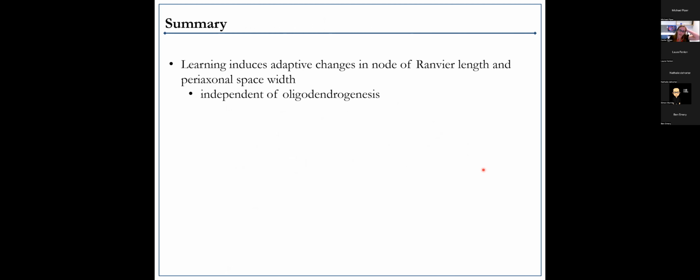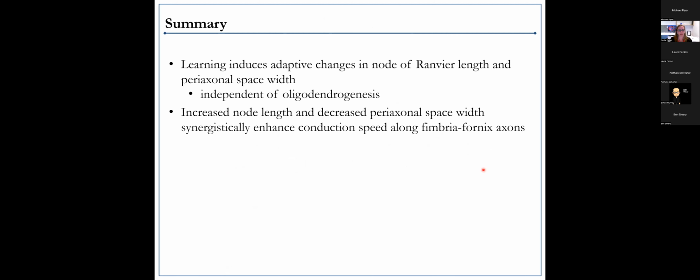Okay, so far, what I've shown you is that learning induces adaptive changes in the node of Ranvier length and the periaxonal space width, and this is independent of oligodendrogenesis. So this is driven by the existing oligodendrocytes. And that these changes synergistically enhance conduction speed along the myelinated axons.